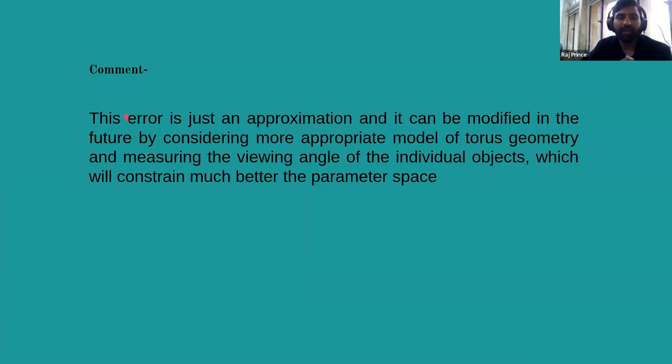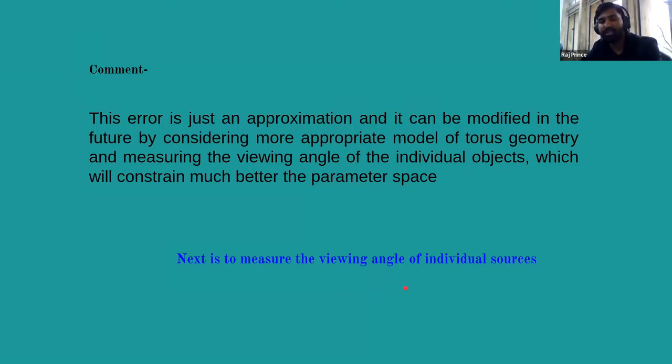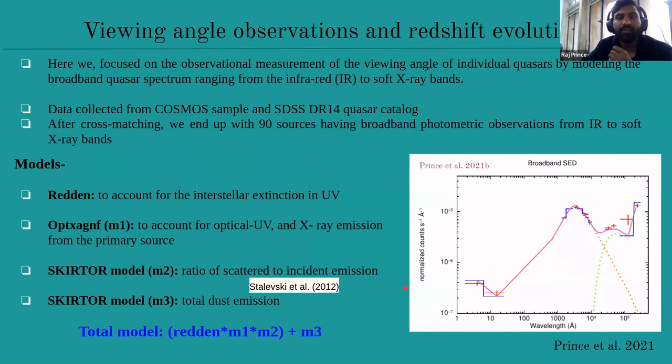So I would like to add a comment here. The error is just an approximation, and it can be modified in future by considering a more appropriate model of torus geometry and measuring the viewing angle of individual objects, which will constrain the parameter space much better. So in the next work, we tried to measure the viewing angle of the individual sources.